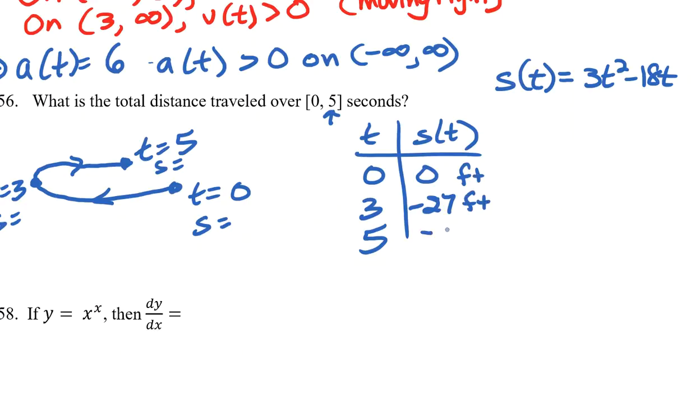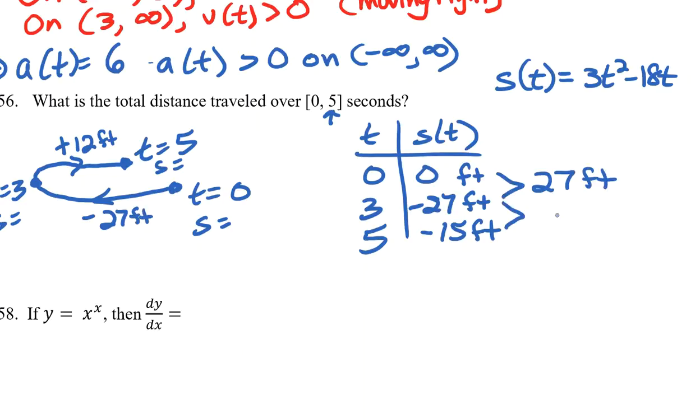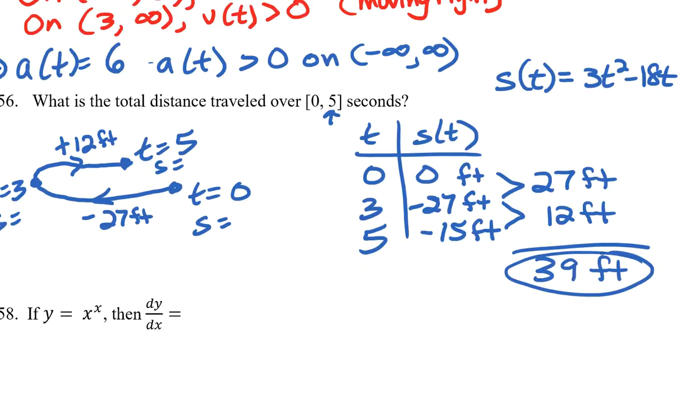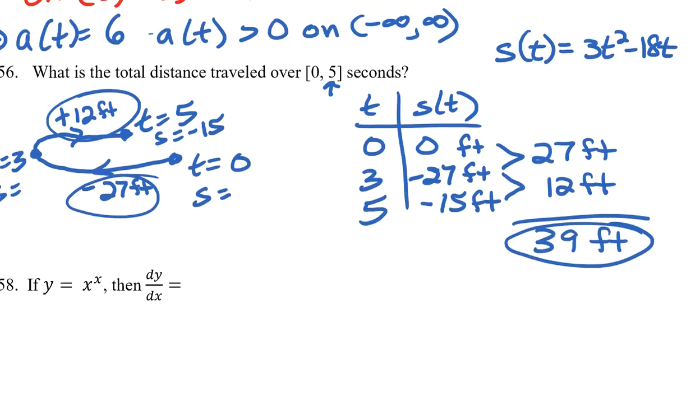And then, let's see, how about negative 15 feet? So here we can see that it went backwards 27 feet, and then it went forward 12 feet. So make sure you're using the distance between these. Here it went 27 feet, and from here to here it went 12 feet. So our total distance is 39 feet. So not displacement, not where did it end up, but how far did it travel. This position was at negative 15, but the distance between those is what we're looking for.